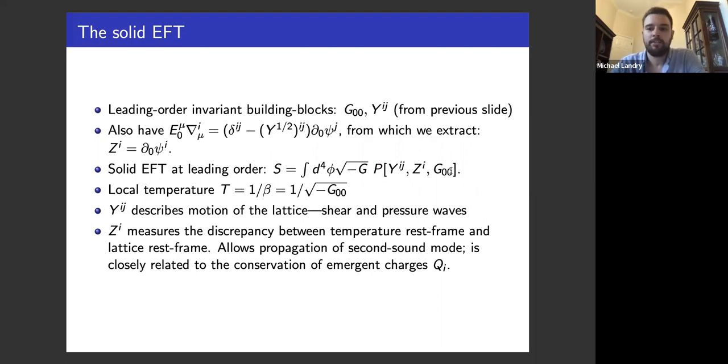Now, it turns out that if you're careful about what you're doing and you look at the thermodynamics, you can find out that the local temperature is given by 1 over square root minus G00. So we have a local temperature dependence. We have this solid matrix that tells you various deformations. It tells you about the shear and pressure waves if you expand to quadratic order. Then we also have this Zi thing, which is a little bit unusual.